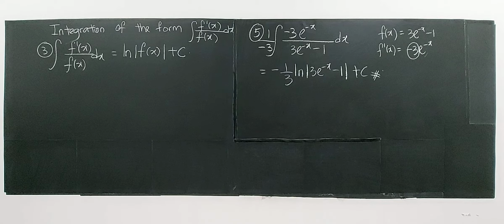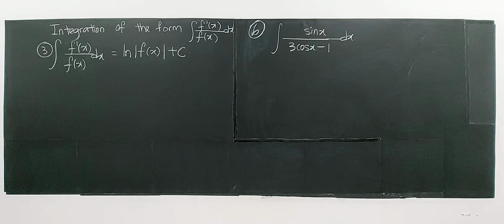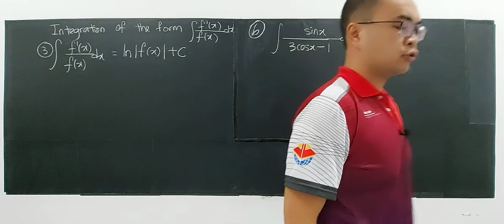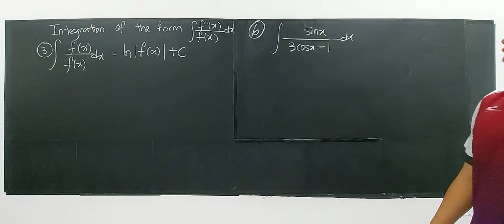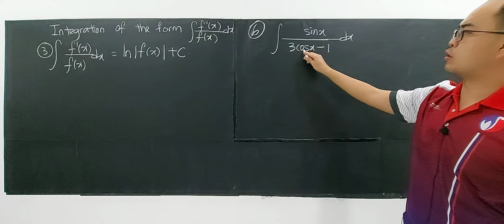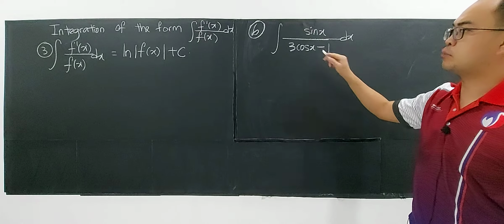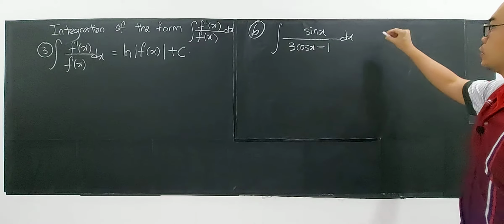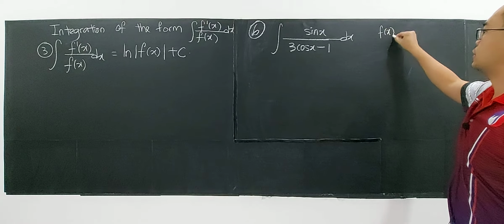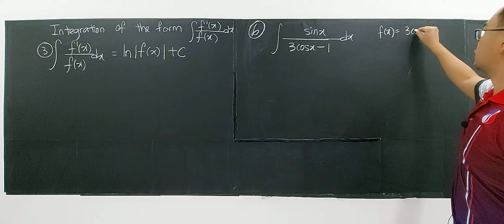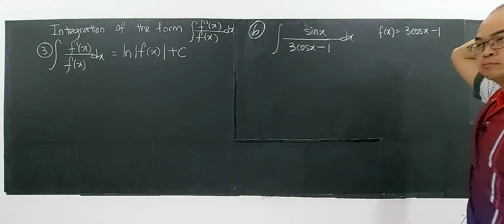So let's see more examples. How about this? It's a trigonometric function, but you can see that if you differentiate cos, you get sine. So I think this formula can apply. What I do is I let f(x) be 3 cos x minus 1.